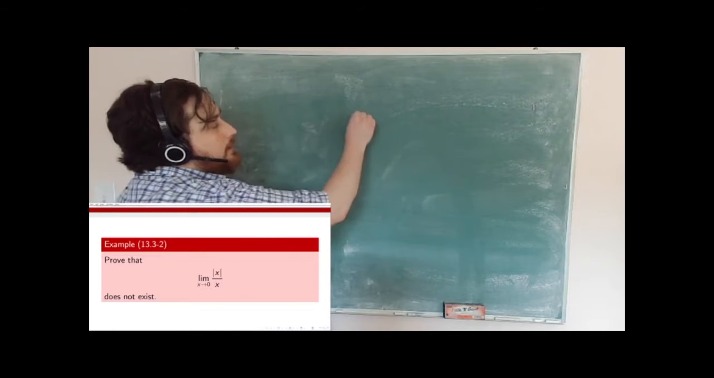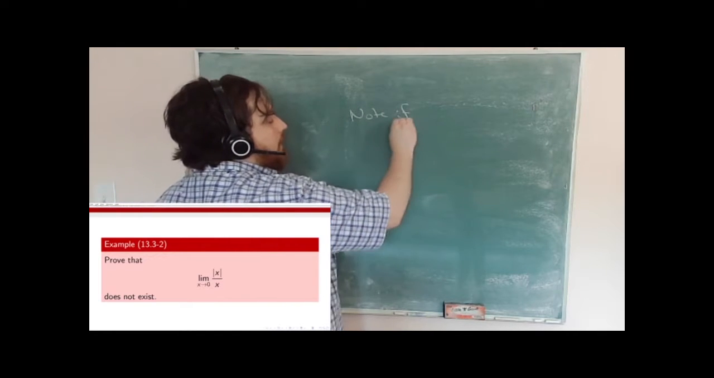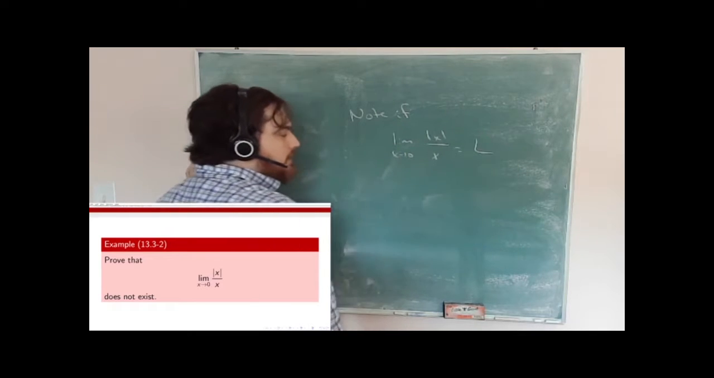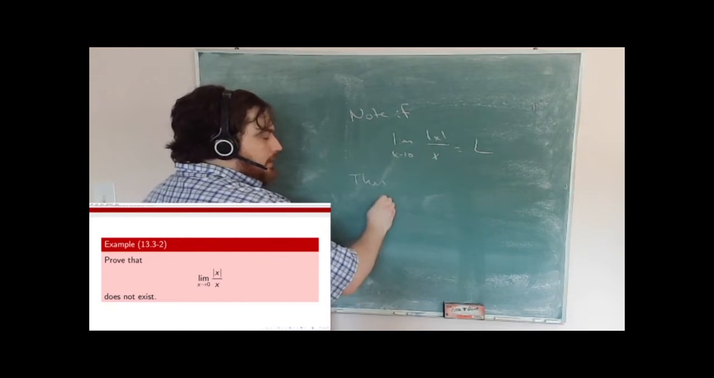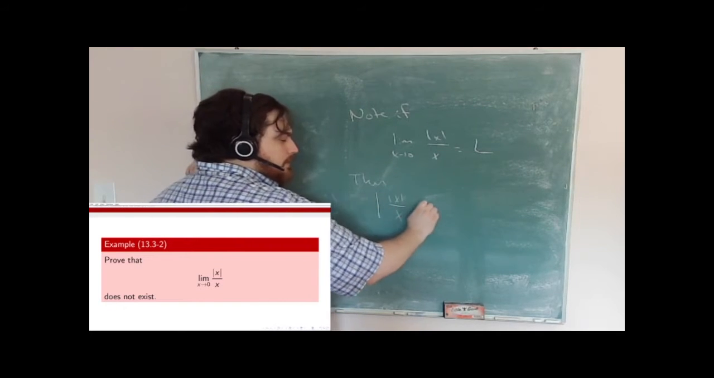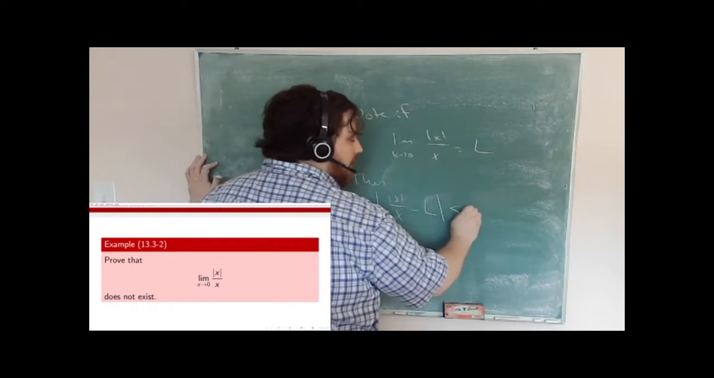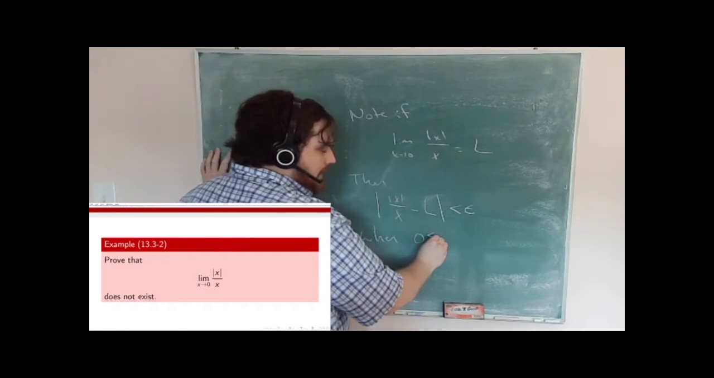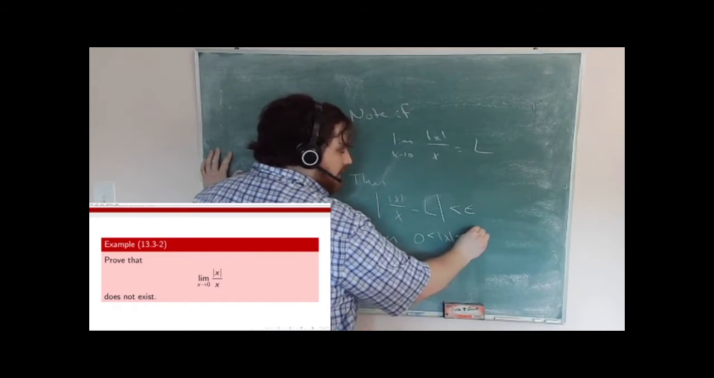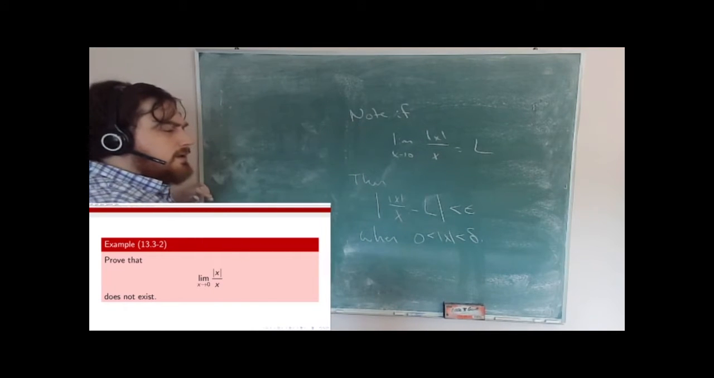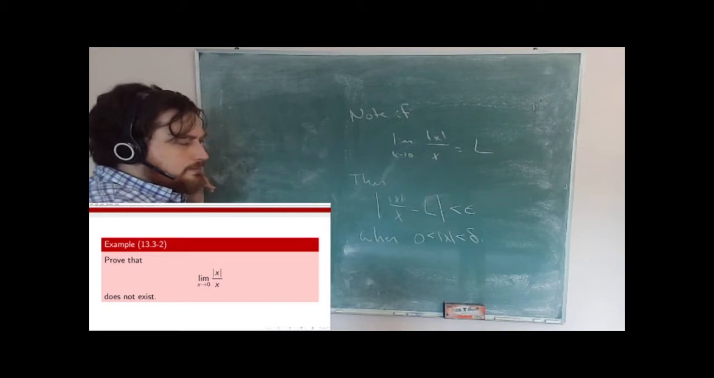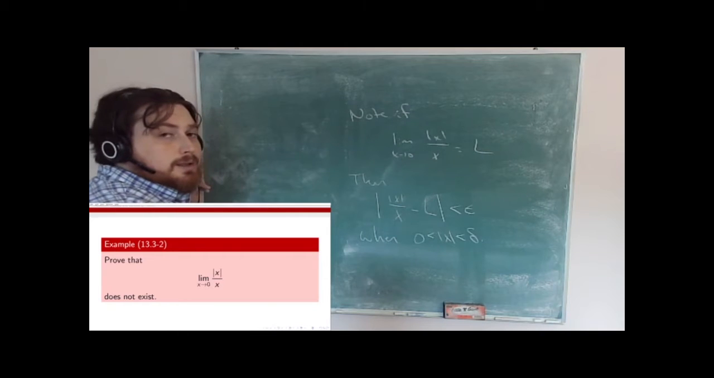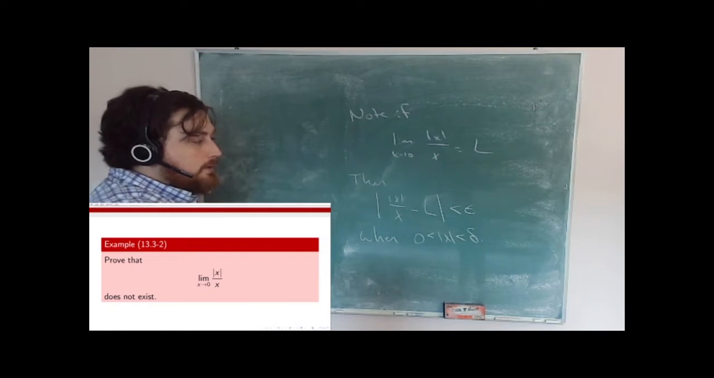Note that if the limit as x goes to 0 of |x|/x is equal to some L, then what that means is that the absolute value of |x|/x - L is less than epsilon for any epsilon when 0 < |x| < delta. So we get that that has to be true. However, what we want to do is show that that can't be true. All right, well, how are we going to do that?